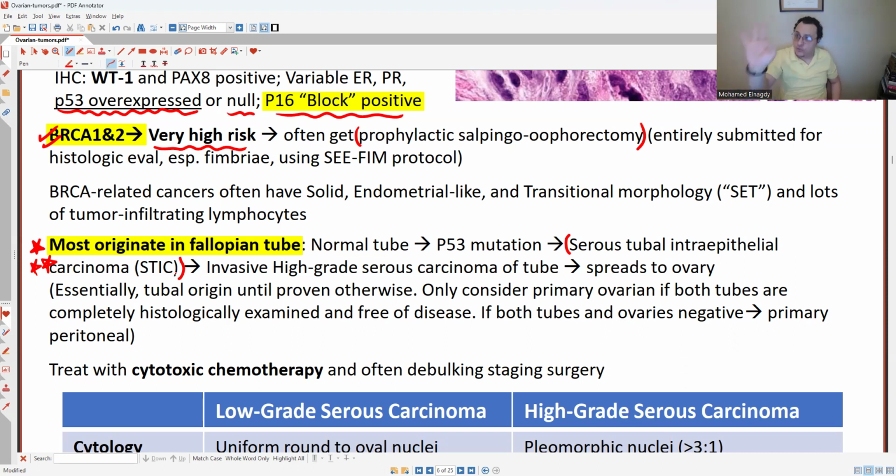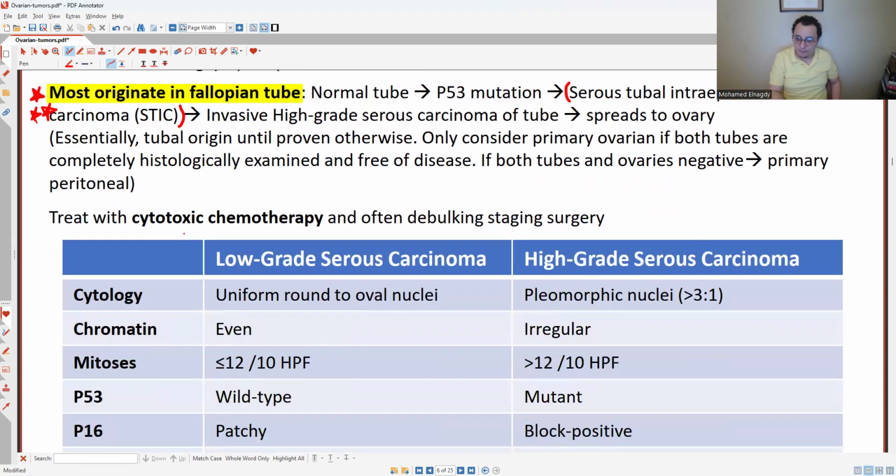Make sure you examine the fallopian tube very carefully in each high-grade serous carcinoma case. And if you see any suspicious cells in the fallopian tube, do the P53 stain and do the P16 stain to confirm that this is actually high-grade serous carcinoma.